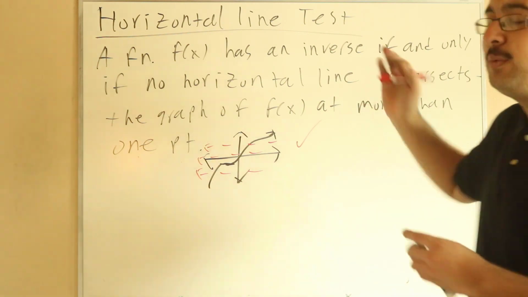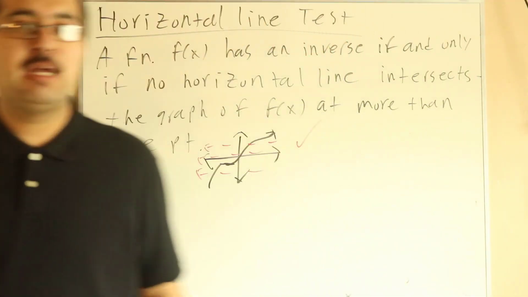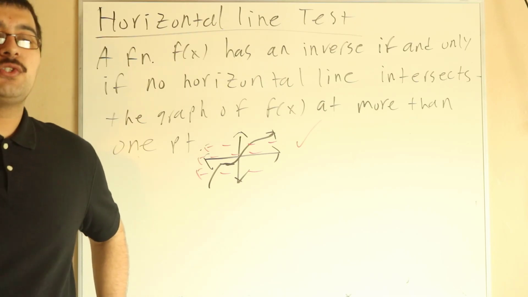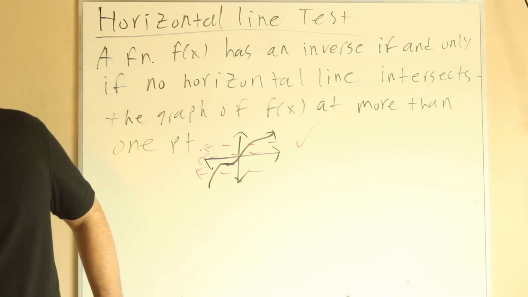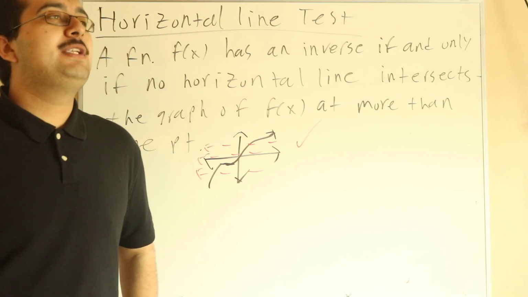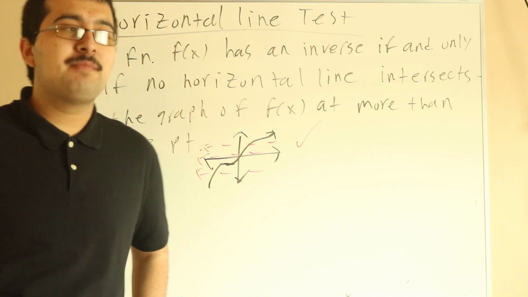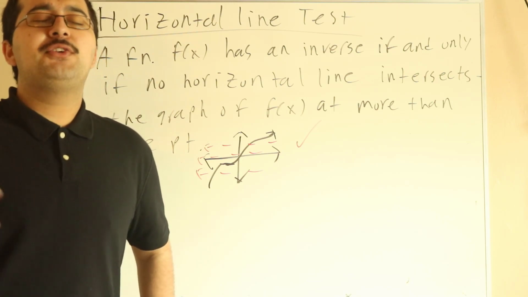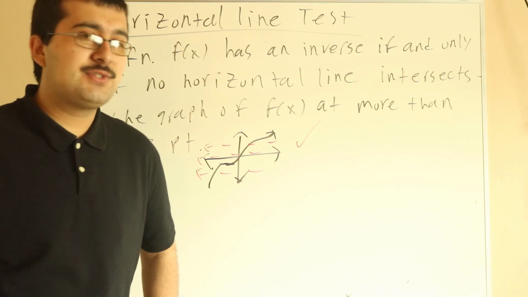All right? And hopefully what you're able to see from that previous visual example is that this horizontal line test is a direct result from the vertical line test. Hence why they have such similar wording. All right? But unlike the vertical line test, which determines if something's a function or not, the horizontal line test is used on things that are already functions, but determines if that function will have an inverse.